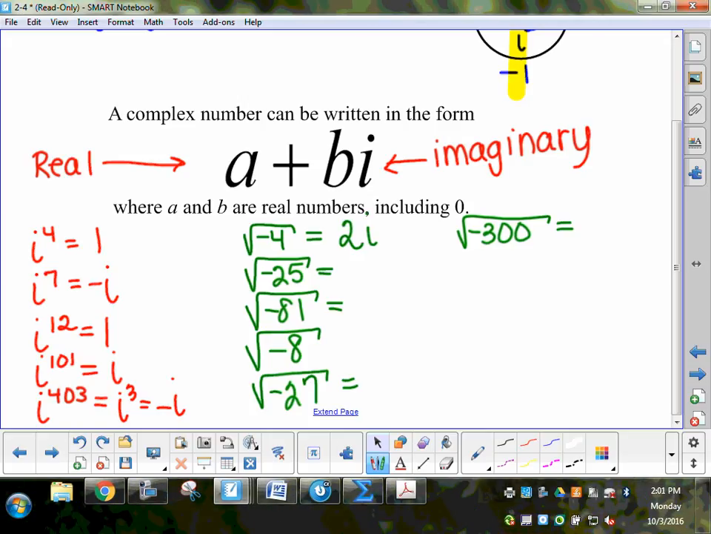What about the square root of -25? Hands up, please, when you can tell me what that's going to be. Terrific. Who can tell me what our next square root is going to be?